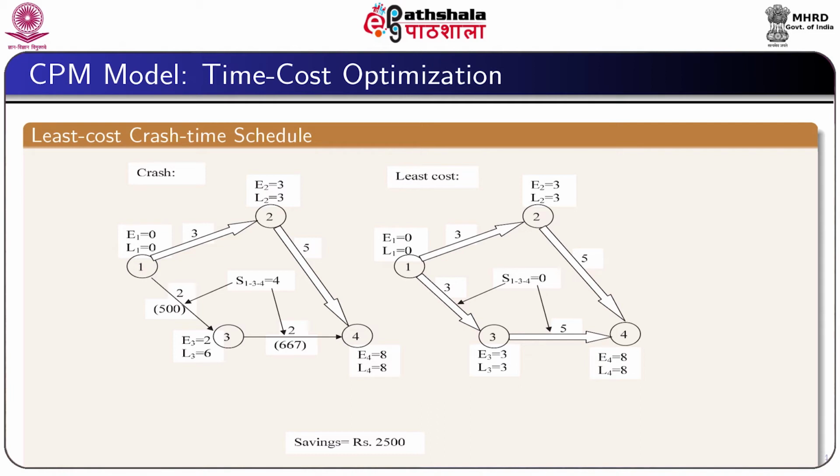Then the remaining 1 unit slack can be used for expansion of the activity 1-3. So, ultimately the activity time for the activity 1-3 will be 3 and the activity time for the activity 3-4 will be 5 and then there will be no slack. This indicates that the path 1, 3, 4 will also be a part of the critical path. Therefore, in this case we can save in total 2,500 rupees.